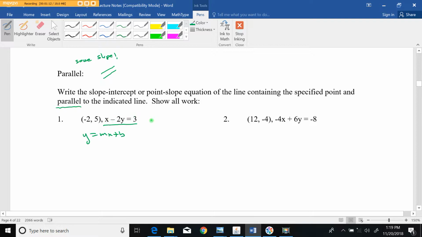So if we subtract x, this is now going to read minus 2y equals minus x plus 3. And divide by negative 2. This is going to read y equals 1/2 x minus 3/2. When you take negative 1 and divide it by negative 2, you get 1/2. So the slope of this line is 1/2. So we're looking for a line that goes through this point that has a slope of 1/2. So I'm going to go ahead and put the 1/2 in for m.